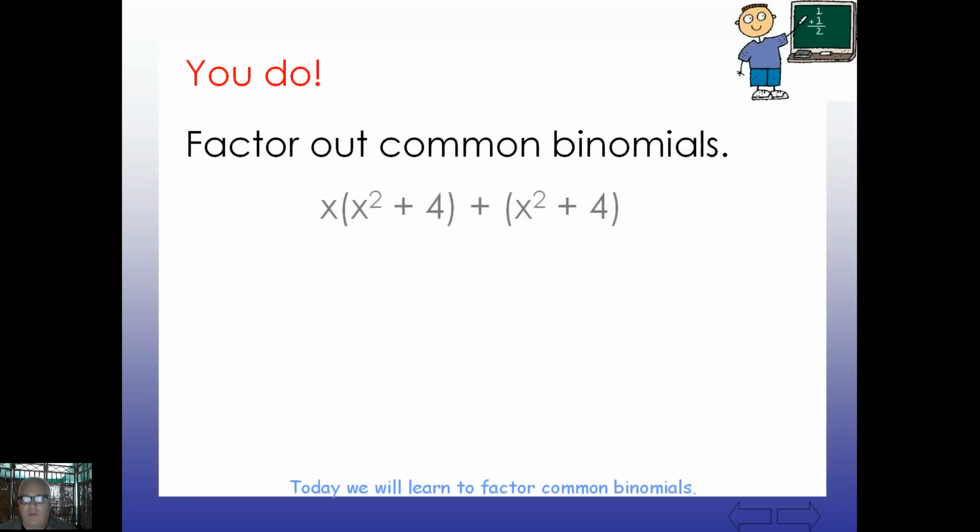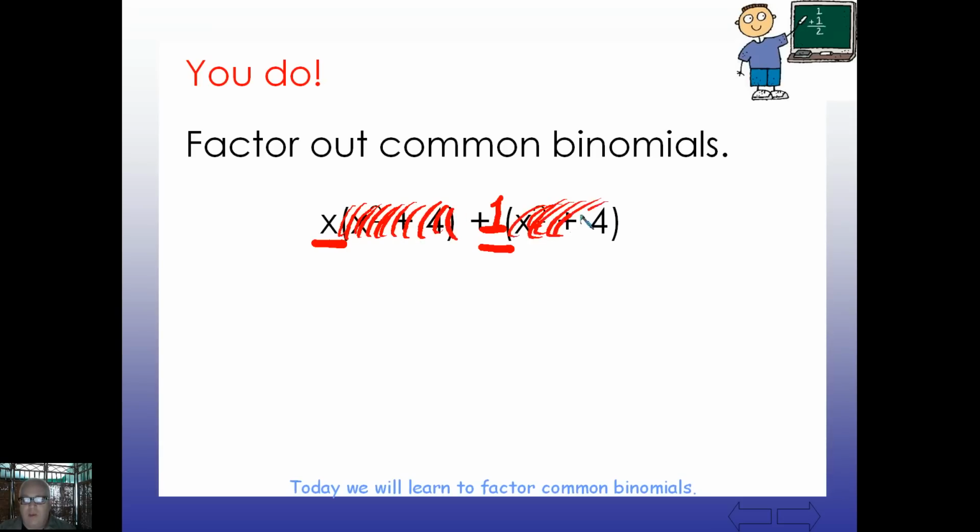Try this one on your own here. What do you think? x times the quantity x squared plus 4, plus the quantity x squared plus 4. All right, so something that looks a little different here, and I guess the main reason it looks different is this has a coefficient of x, but what's this coefficient here? What's the number hiding in front? Well, remember that if there's nothing stated, we always know there's a 1 there. Okay? So if we went ahead and just did what we know how to do, we're going to cross out or just ignore these two. We're going to go ahead and factor these guys out. So this comes out to the front, and then we're going to end up with what's left over.